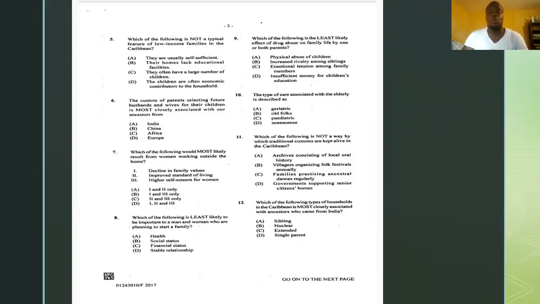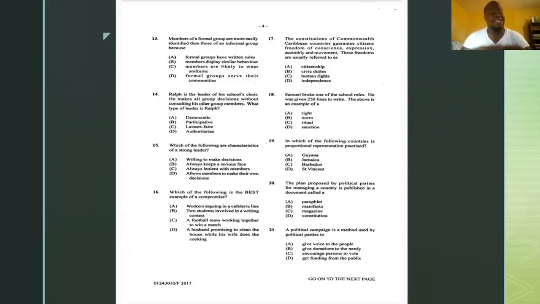Number 12 says, which of the following types of households in the Caribbean is most closely associated with ancestors who come from India? A, sibling, B, nuclear, C, extended, D, single parent. So the answer for number 12 is C, extended. Very good. So you're doing good so far because we are identifying the descriptors. We are looking at keywords that the questions are asking so that we have the best chance of identifying the correct answer.